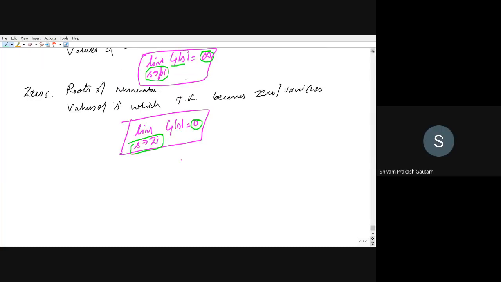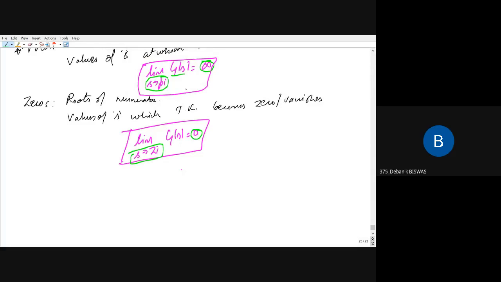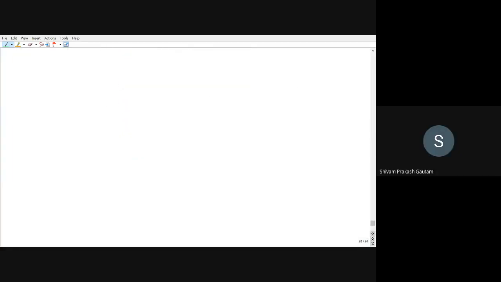Now is it okay? We will see an example. Let us consider a transfer function given by 6s plus 12 whole divided by s to the power 3 plus 3s square plus 7s plus 5. Let us consider we are having this as our transfer function.